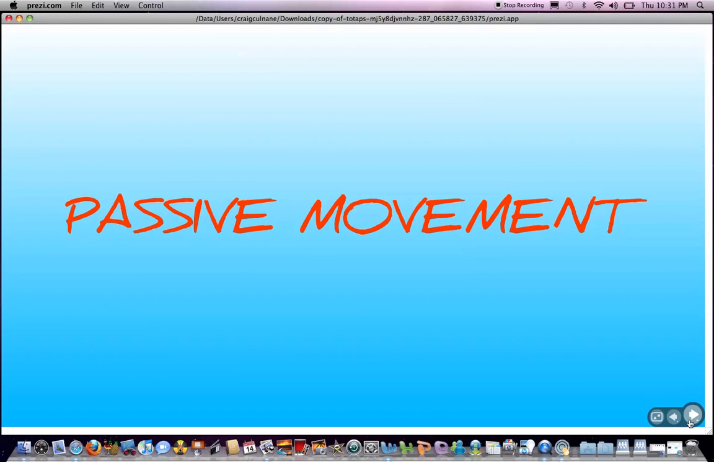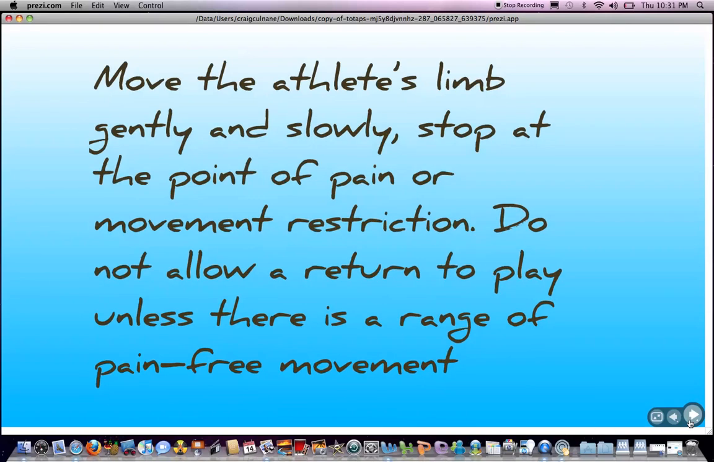Passive movement. You are then going to move the athlete's limb gently and slowly. Stop at the point of pain or movement restriction. Do not allow the player to return to play unless there is a range of pain-free movement.